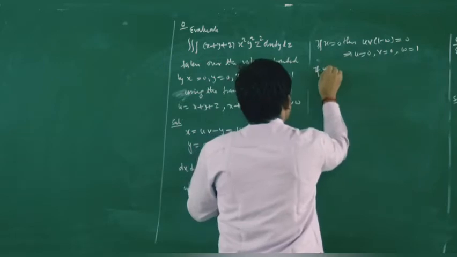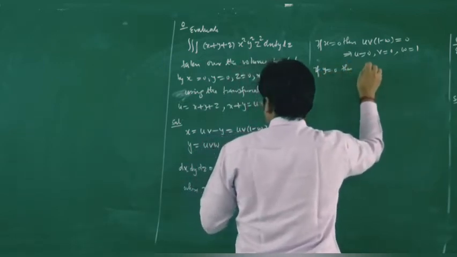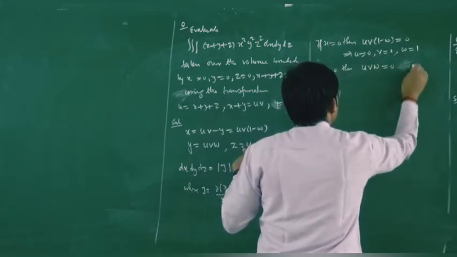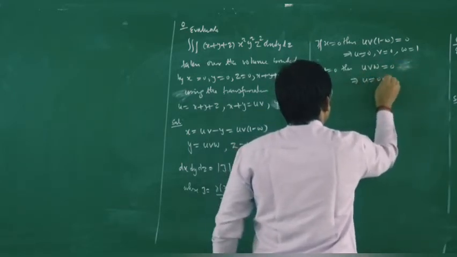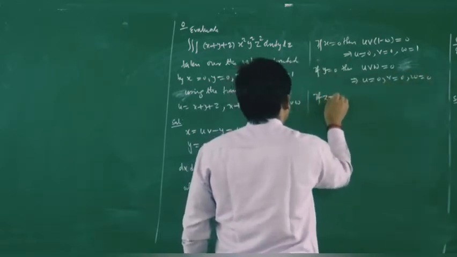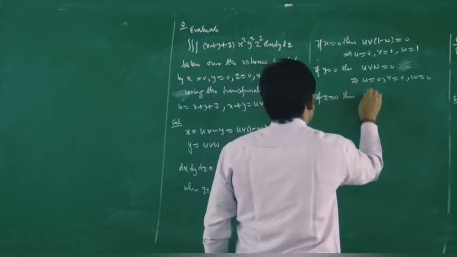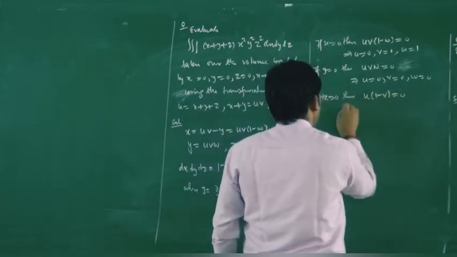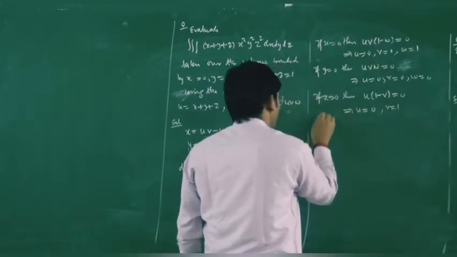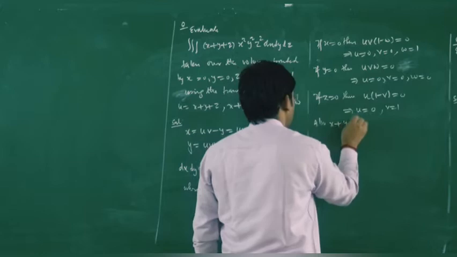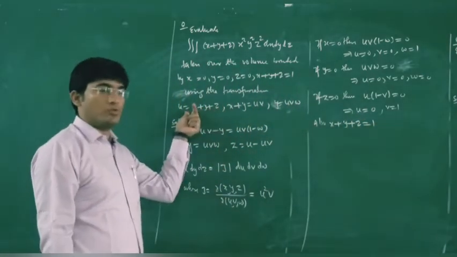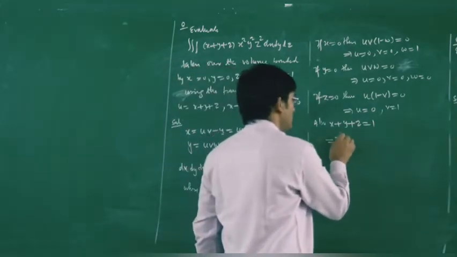If y is 0, then we have the value of y as uvw equal to 0. So again from here, we have either u is 0, v is 0, or w is 0. Now if z equal to 0, then we have the condition u into 1 minus v equal to 0. So from here again we have u equal to 0, v equal to 1. Also we have the condition x plus y plus z equal to 1, and the value of x plus y plus z was u. So from here we have u equal to 1.